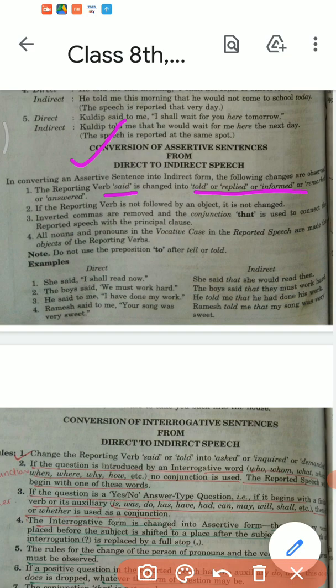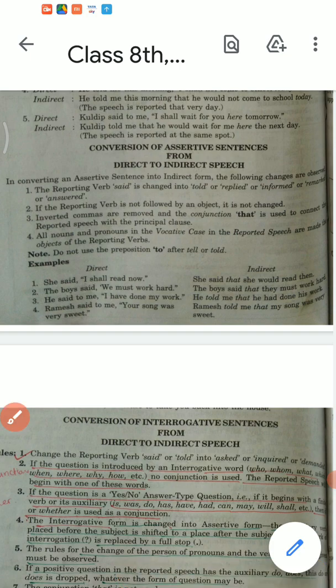In the second rule, if the reporting verb is not followed by an object, it is not changed. And in the third rule, inverted commas are removed and the conjunction that is used to connect the reported speech with the principal clause. In the fourth rule, all the nouns and pronouns in the vocative case in the reported speech are made the object of the reporting verb. And do not use the preposition to after tell or told.